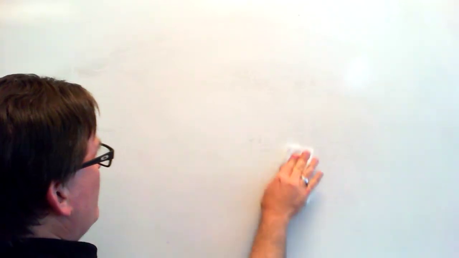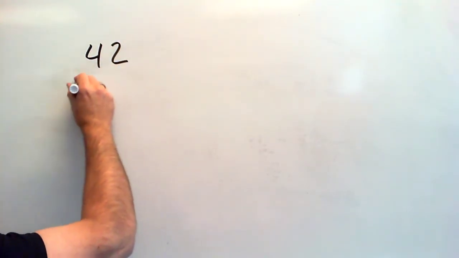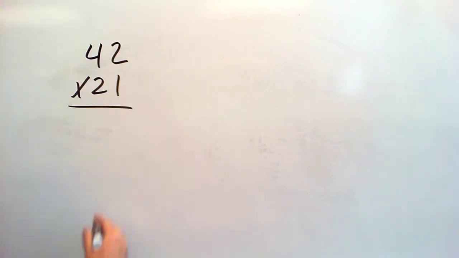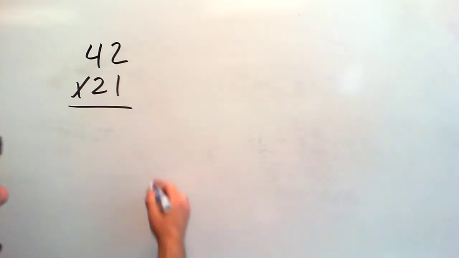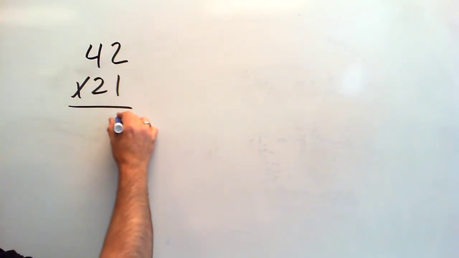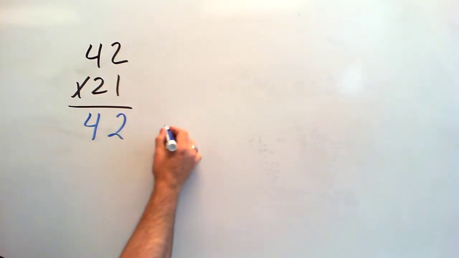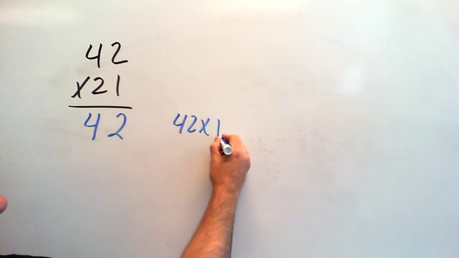And I want you to watch this example. I know you probably, if you have the process down, that's great, but I want you to see the reasoning because it helps with understanding. 42 times 21 this time. Again, by the algorithm, we just start by multiplying the 1 in the units place times 42, which we know is going to be 42, so we've taken care of 42 times 1.